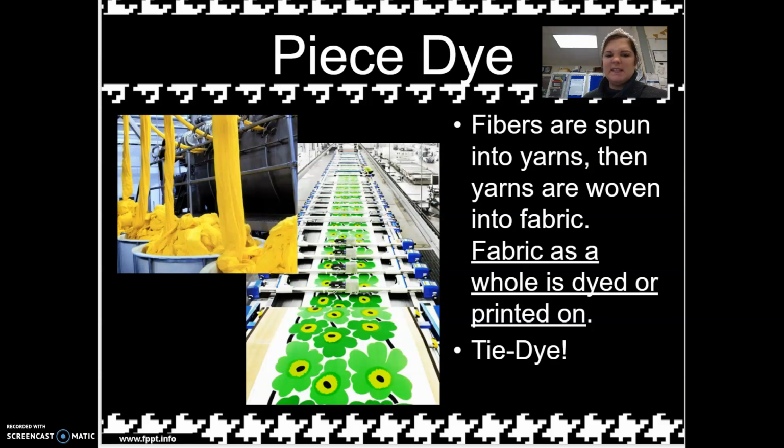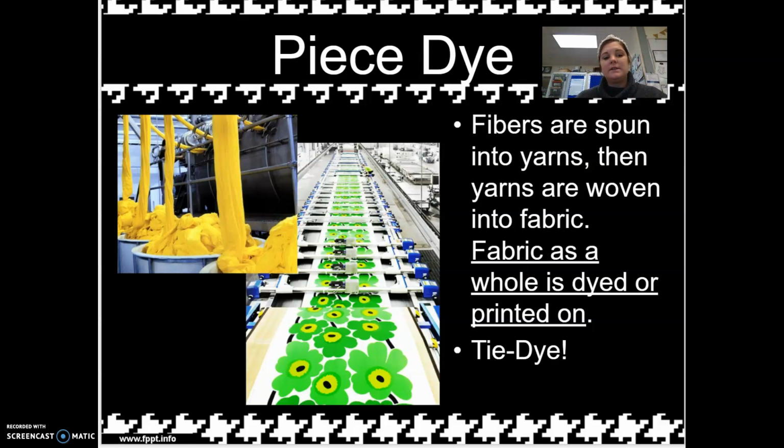So examples would be like tie-dye. And this one would have a different front than the back. So if I fold this over, you can kind of see the difference from the front and the back. We call this good side and bad side in sewing. So this fabric was made and then just ran through a dye printer and printed on.